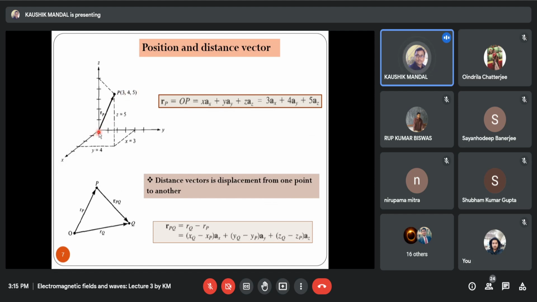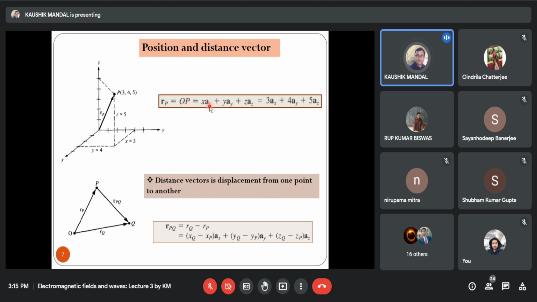Along the x-axis it is 3: 1, 2, 3. Along the y-axis it is 4: 1, 2, 3, 4. And along the z-axis it is 5: 1, 2, 3, 4, 5. So if you draw the projection on the xy plane, or just to define the position of this point, you can consider a vector from the origin to this particular point. It will represent the corresponding vector. So it is the vector RP. RP means OP. O is not shown in this figure, but it is basically the origin O. So the vector RP equals OP.